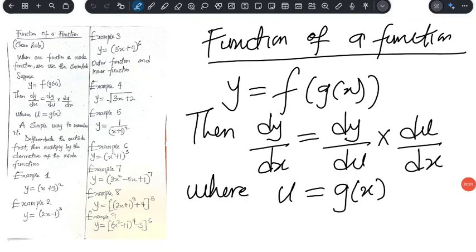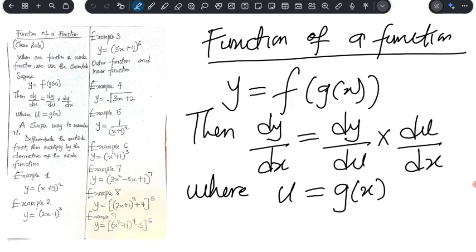Continuing from the rules of differentiation, one of the rules that we want to discuss in this video is function of a function. What is the meaning of function of a function? When one function is inside another function, we use the chain rule. Suppose y is equal to f of g of x, then dy/dx is equal to dy/du multiplied by du/dx, where u is g of x.